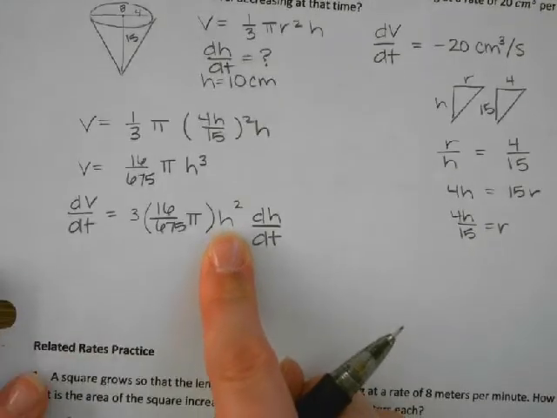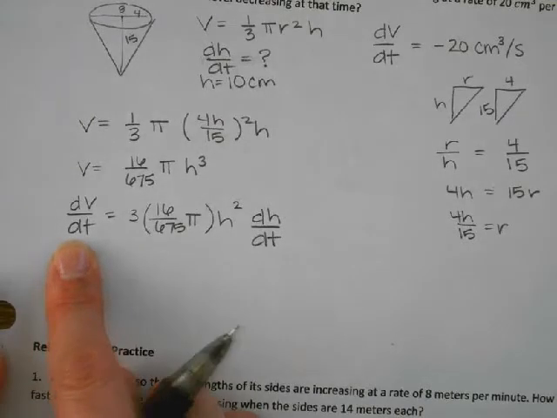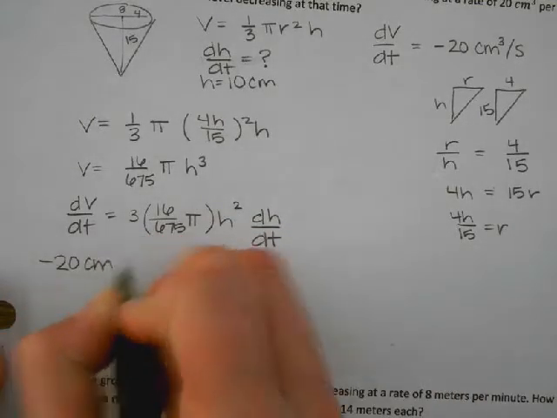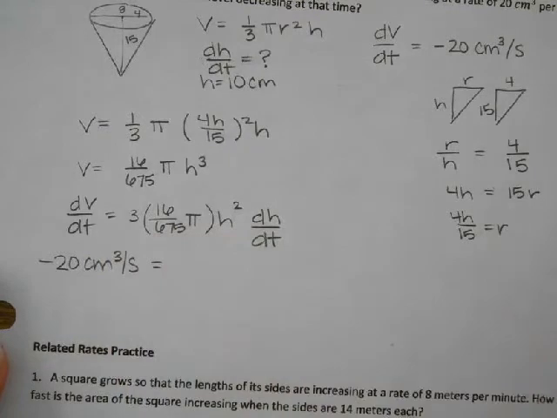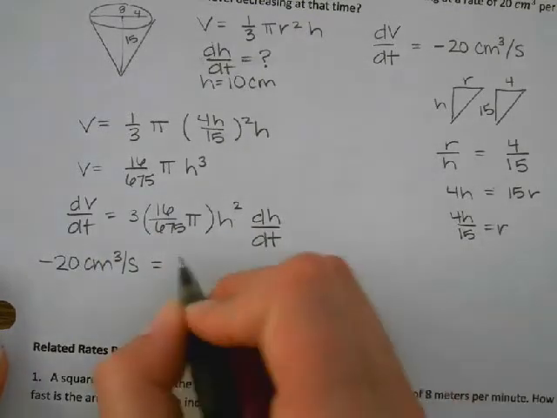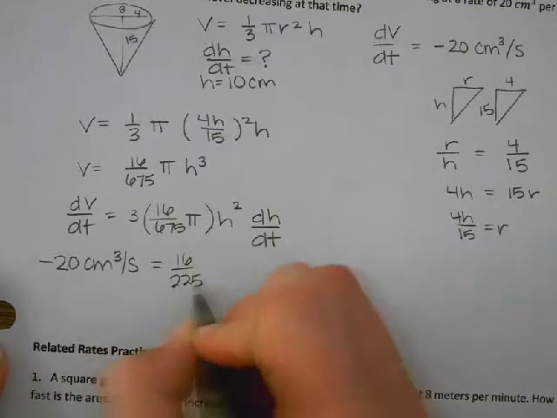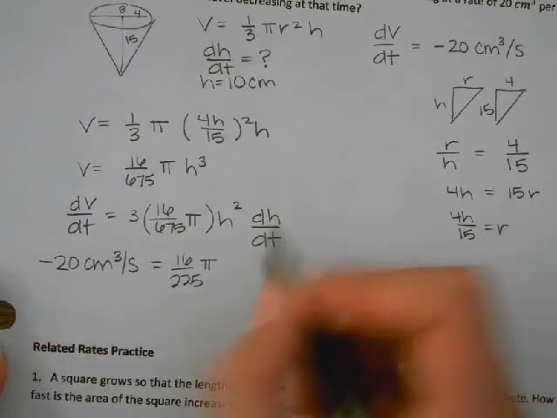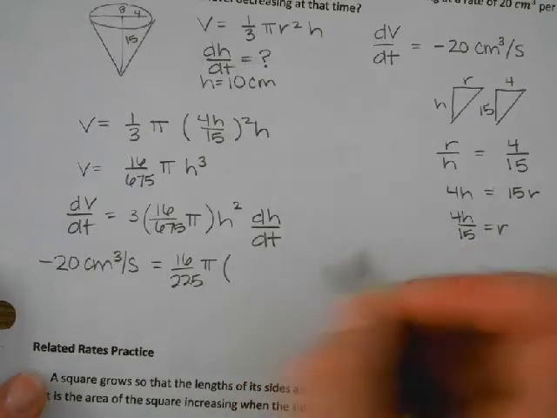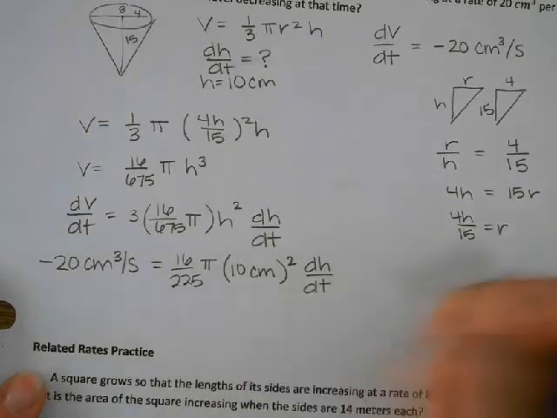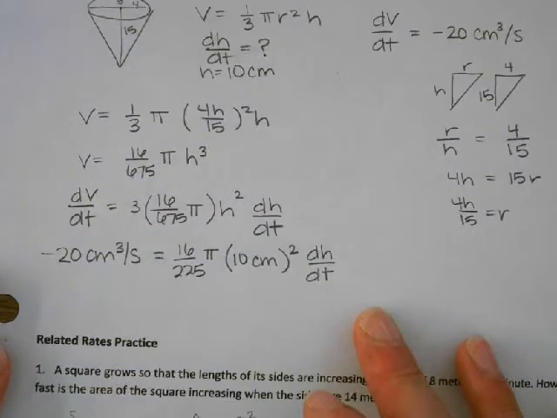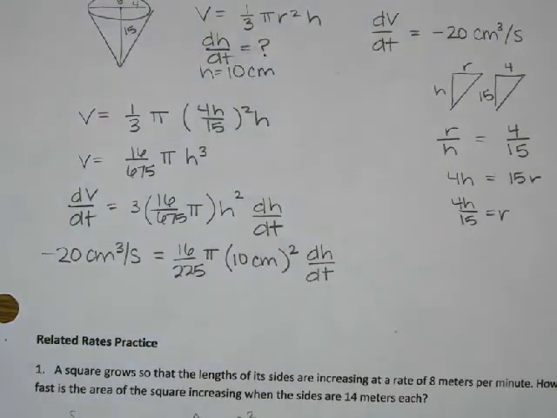Okay. So at this point, we can replace the stuff in the problem that we know the number values for. So dv/dt is what? All right. And then here we can do 3 times 16 over 675, which I think brings us back to 16 over 225, right? And we can plug that h value in, the 10 centimeters squared. And then dh/dt is what we don't know. And then we can divide.